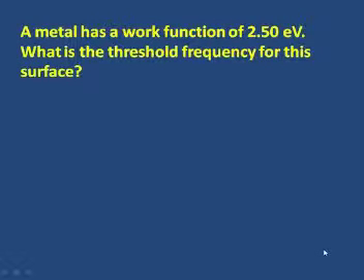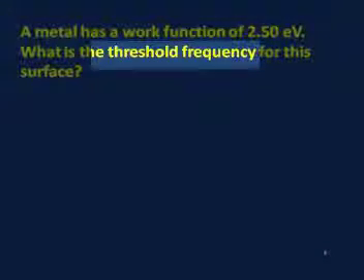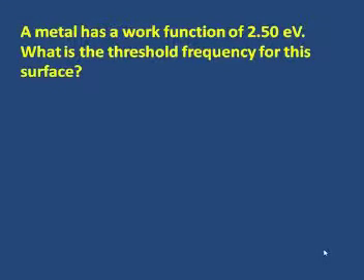Here's a problem. We have a work function of 2.5 and they ask for threshold frequency. Now, I didn't talk about threshold frequency, but it should be pretty obvious. Threshold is the point at which an effect begins to take place. And the effect would be when electrons would be emitted. And so the threshold would be, okay, when?